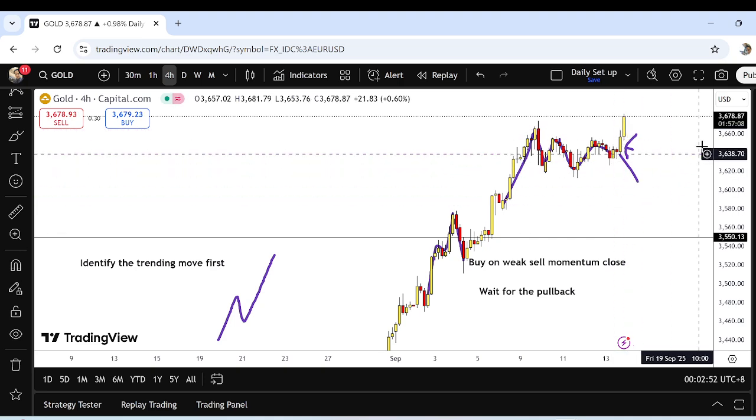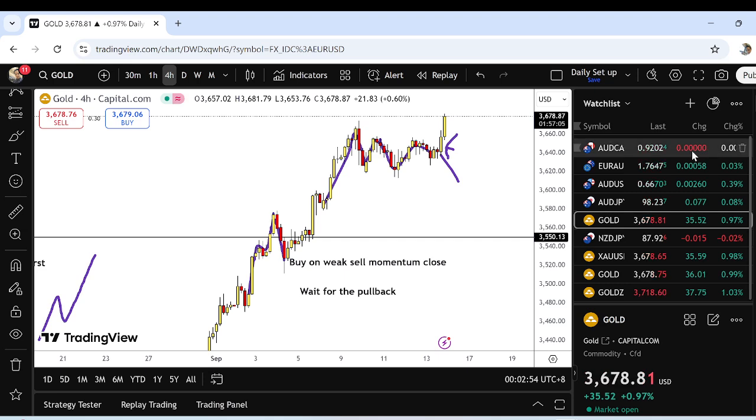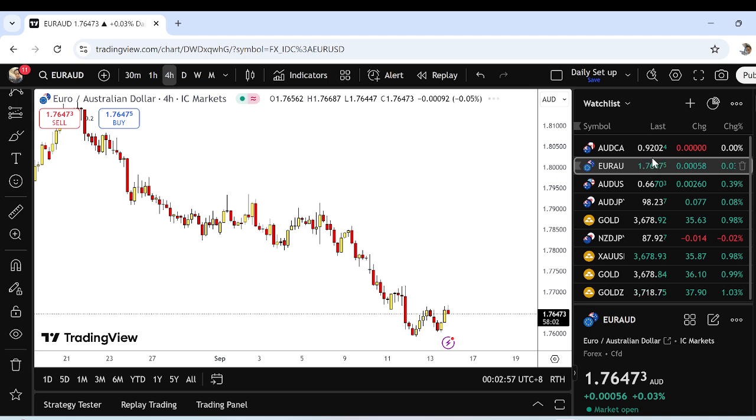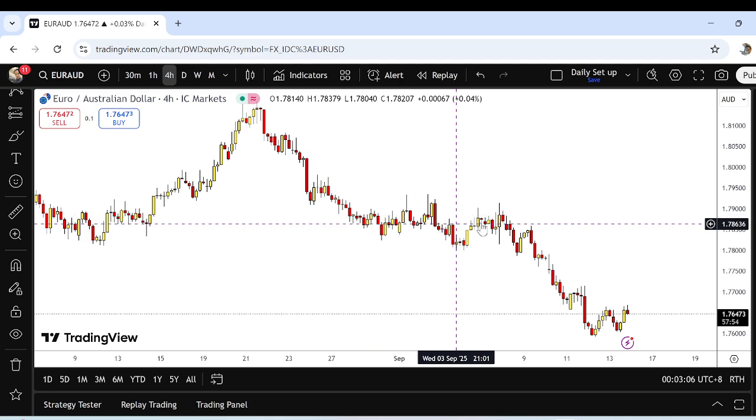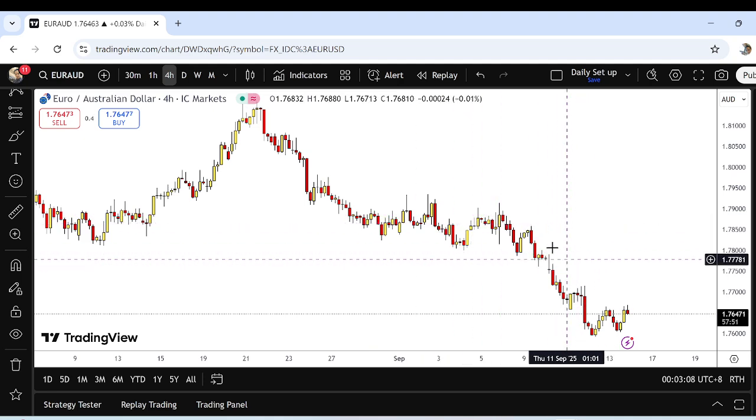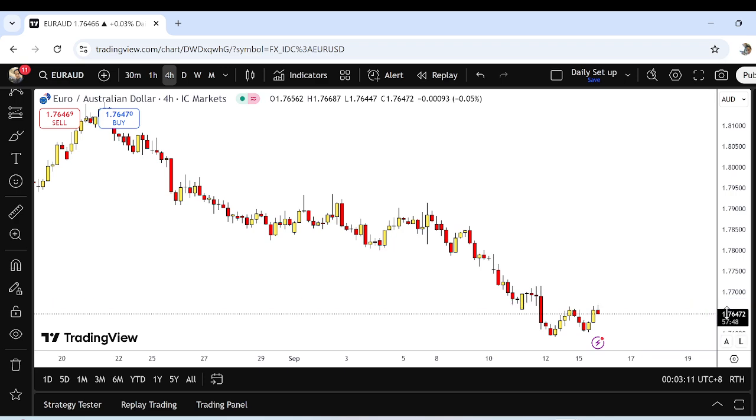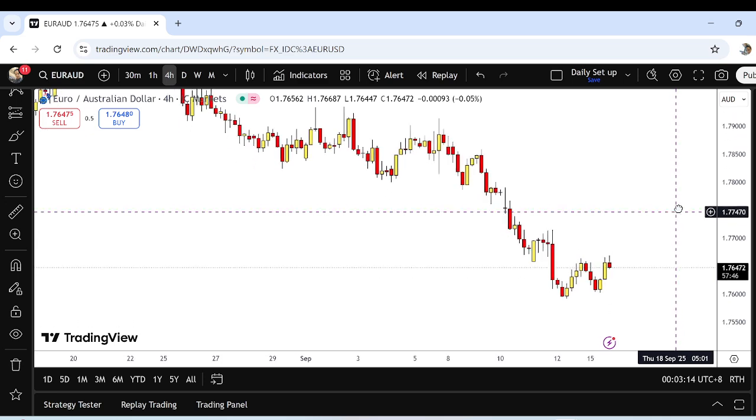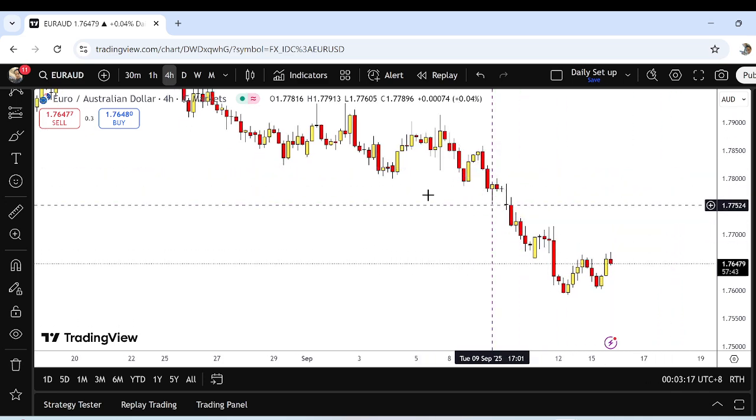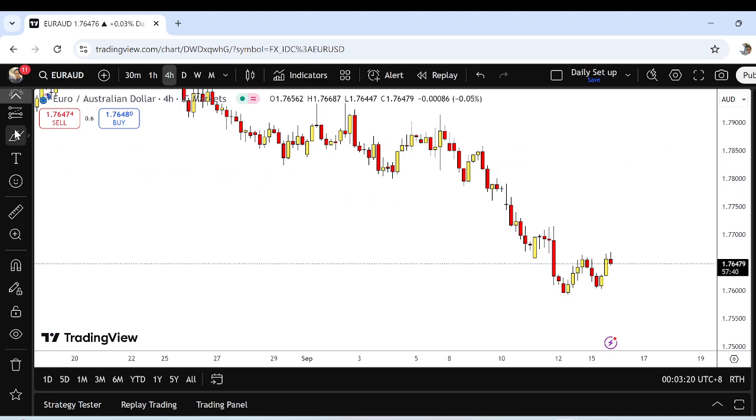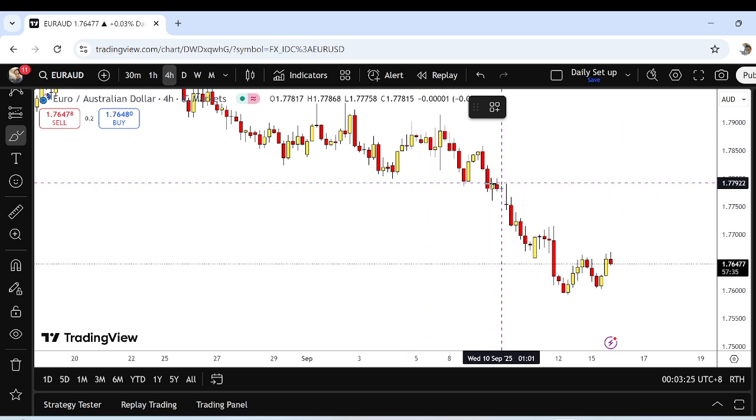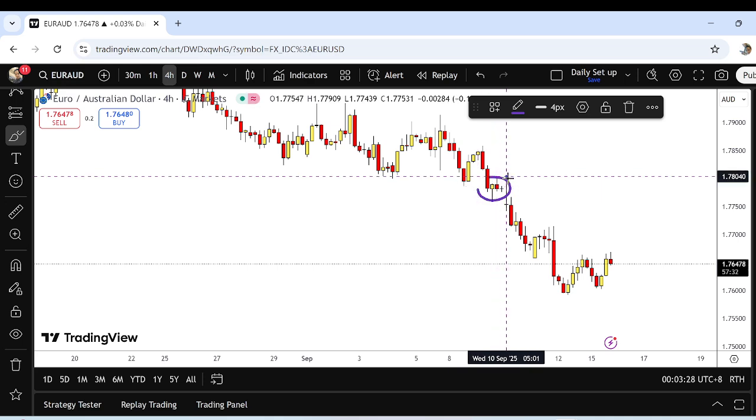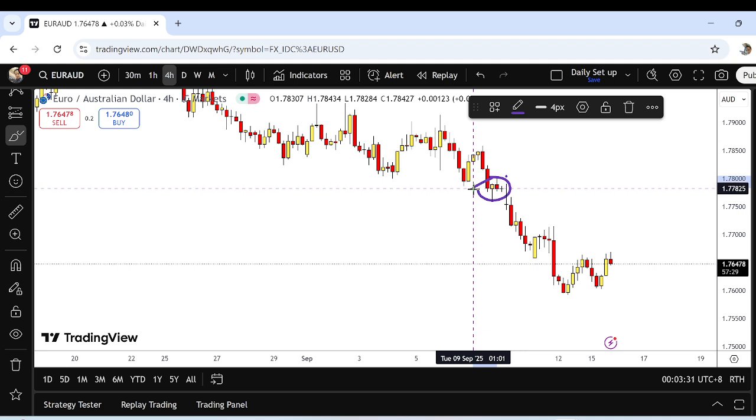So don't do that. I'm going to give an example for another pair, which is Euro Aussie. On the 4 hour, we can see that this trend is moving towards the downside. So the thing is, can we take a sell right now? For buy, it's a weak sell momentum. For sell, you want to wait for a weak buy momentum close before you take a sell.